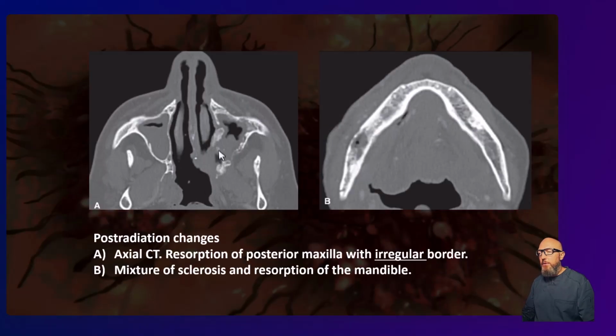Axial slice through the maxilla. It's really destroyed the posterior border of the maxilla, caused some thickening, sclerosis, and moth-eaten appearance of the borders of the sinus. Not knowing they had a history of radiation treatment, again, this looks like malignancy, the way it's so irregular and destructive. Then same thing in the mandible, in the axial slice here. Mixture of sclerosis and resorption, irregular, just an overall bad appearance.